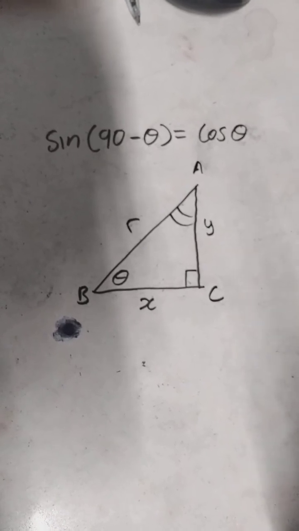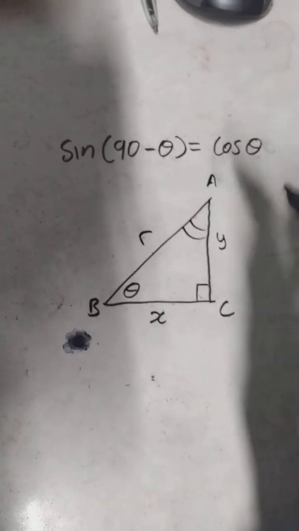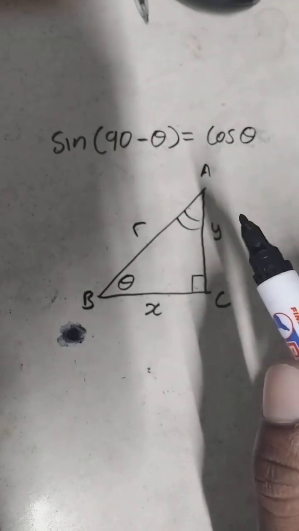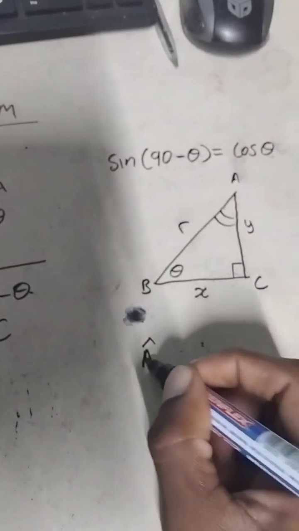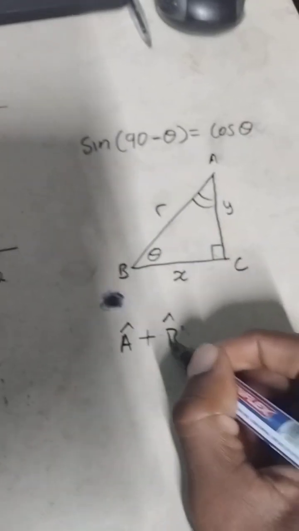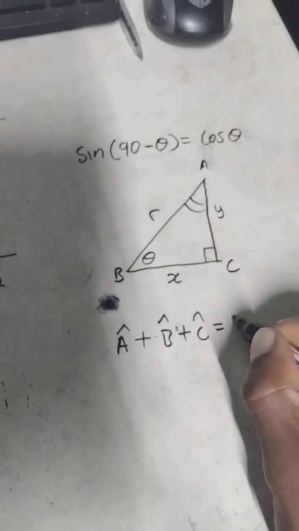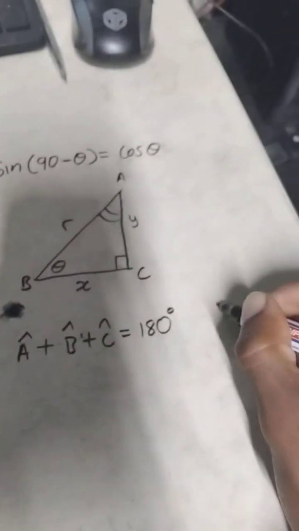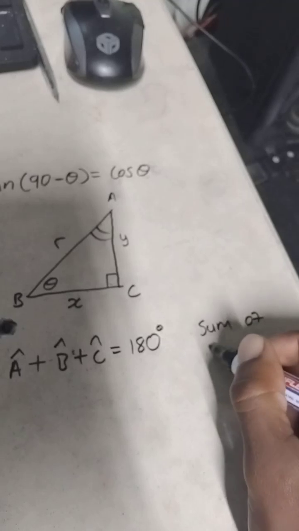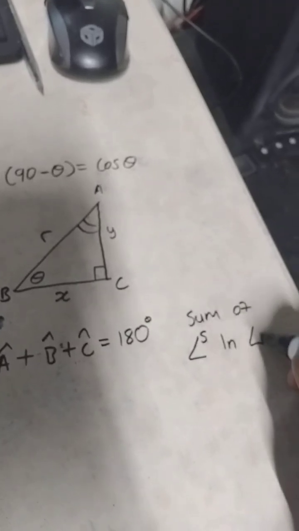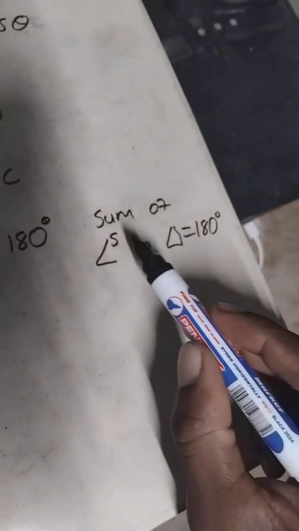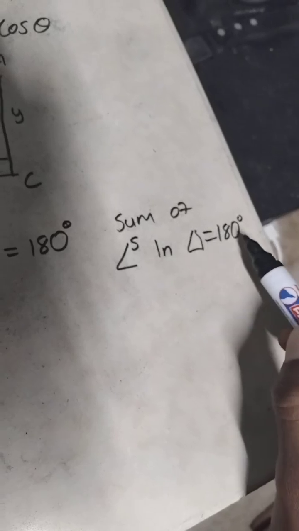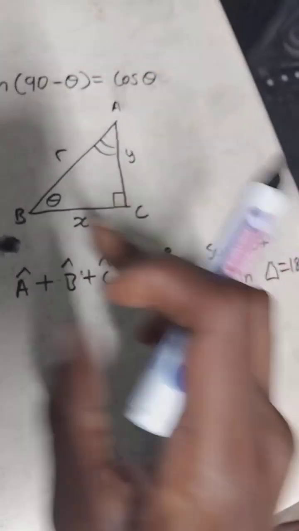Thank you very much. We are using the sum of angles in a triangle. So we are going to say angle A plus angle B plus angle C is equal to 180. Reason: the sum of angles in a triangle is equal to 180 degrees. This is the simplest way of writing the reason.